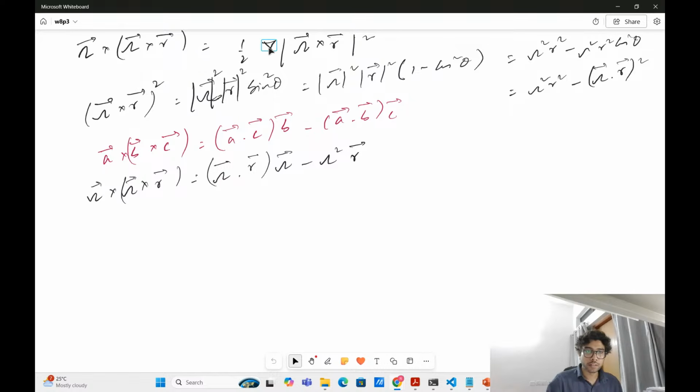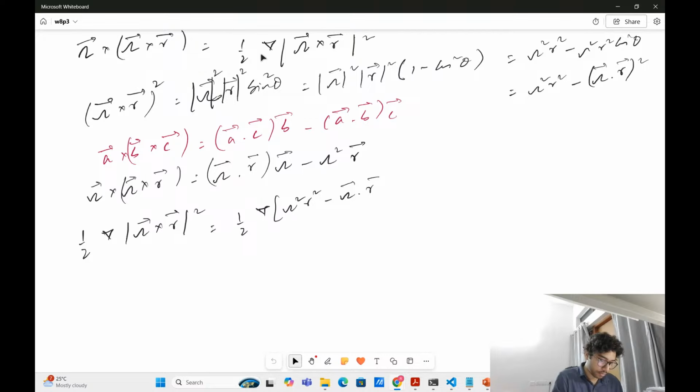Now let's look at this thing again. This is half del of omega cross r whole square. So this will be half del of omega square r square minus omega dot r whole square. This will in turn be equal to, as I said, omega is constant, so this will be del r square, and del r square is 2r, right?